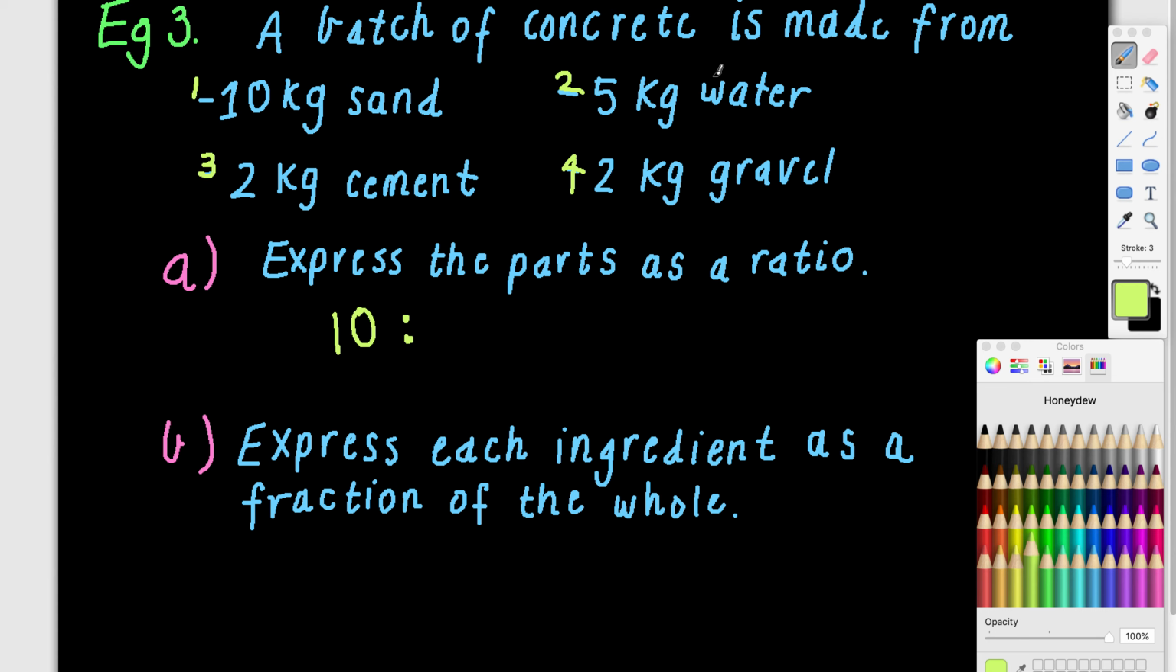Second one is 5 kilograms of water, so 5 parts water. 2 kilos of cement, so that's 2 parts. Of course, each part here is a kilo. And then the last one is 2 kilograms of gravel. So I've got 10, 5, 2, 2 is the ratio of those ingredients that make up the concrete.